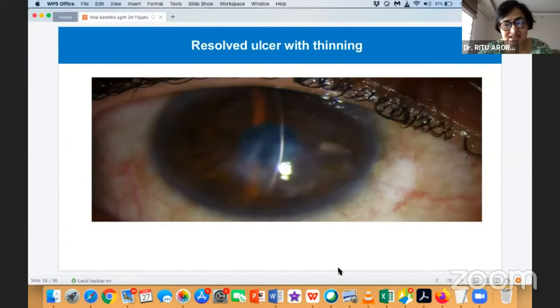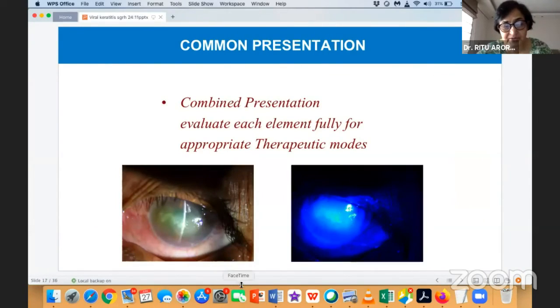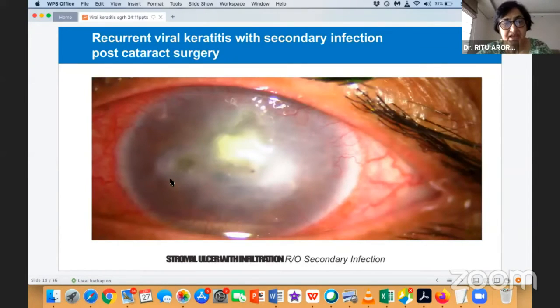This is a resolved ulcer, which may leave a thinning over there. The commonest presentation which we have is a combined presentation. So we evaluate, is it the epithelial layer affected, or the stromal layer affected, or both. As long as the patient is stain positive, we do not use topical steroids in these patients. Another not so uncommon condition is when you operate a phaco on a simple corneal scar, or I've had patients who had glaucoma surgery with corneal scar, and post-op steroids are given, and then there is a flaring of the viral keratitis. They may be secondarily infected with hypopyon.